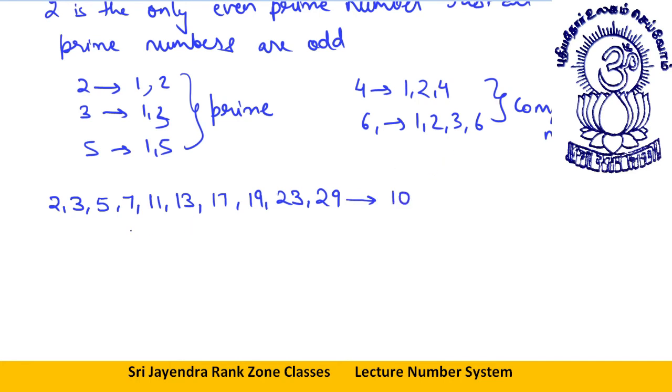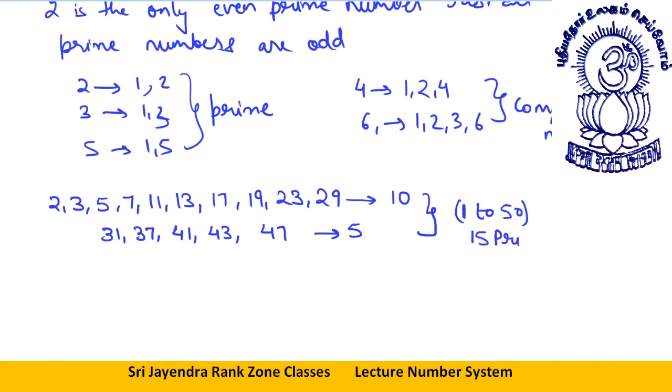Then let's count from 30 to 50: 31, 37, 41, 43, 47. These are 5 prime numbers. So from 1 to 50 we have 15 prime numbers. Now if I write from 50 to 100, what are the numbers?